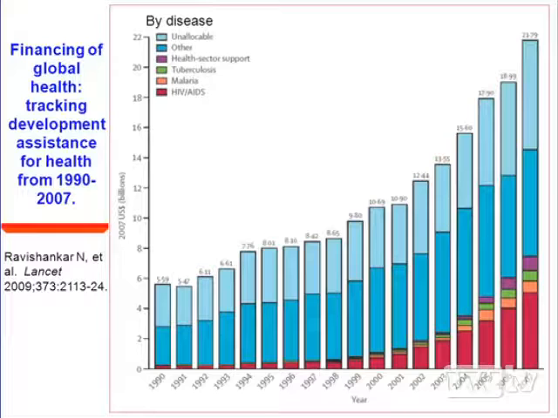Now, this is what's happening to financing for global health. You can see that by disease, Ravi Shankar from our department reported this steady, dramatic increase through 2007. And they have new data projections through 2010, and I can't give you their unpublished data except to say that there are continuing substantial increases through 2010 for investments in global health, which is going to make a big difference for the kinds of work we all do.